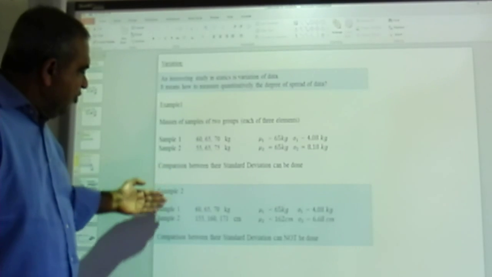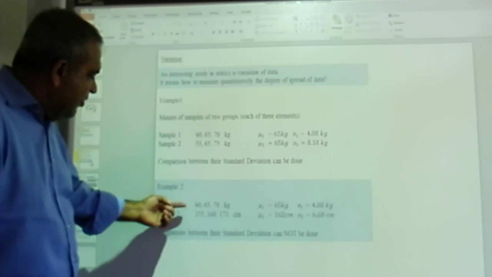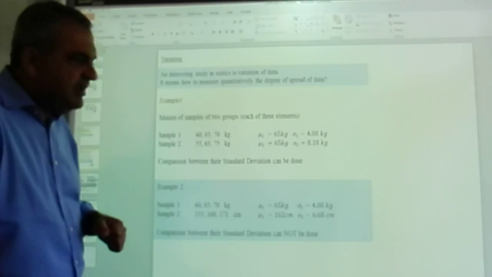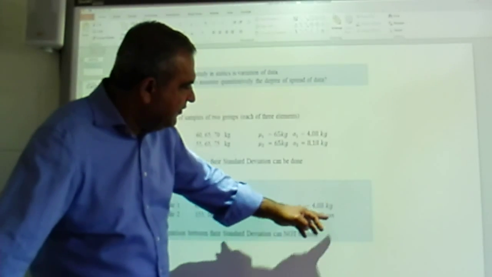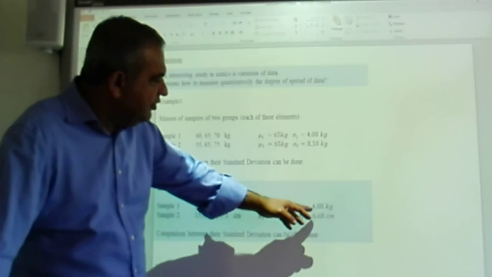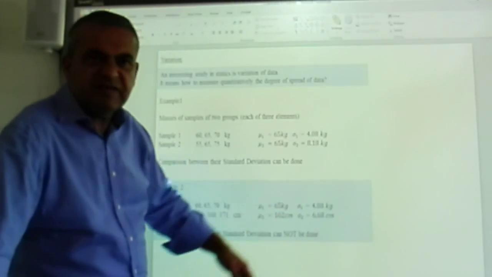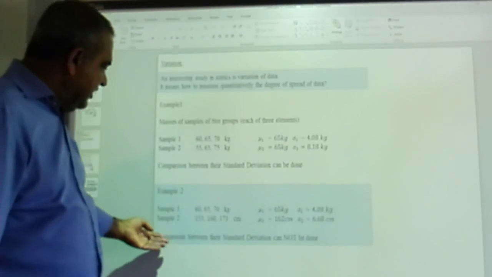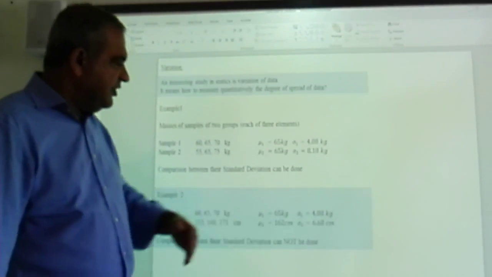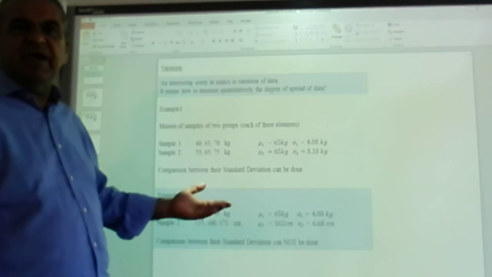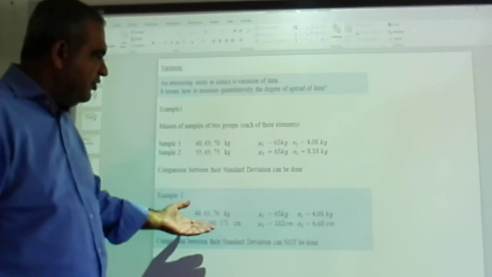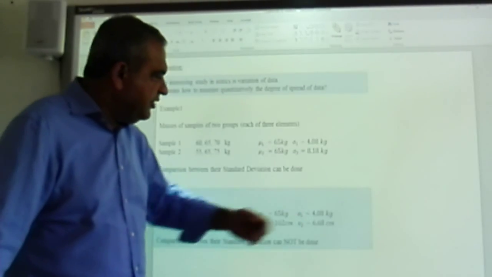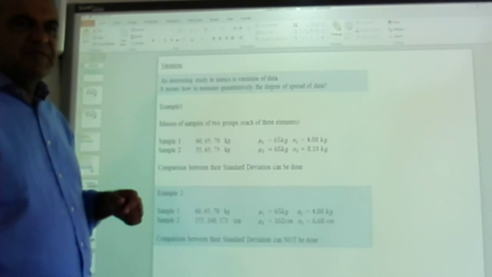But now if you make a comparison between two other data, where one of them has the unit in kilogram, while the other unit is in centimeter, you will get two different impressions. Then there is no way in which you can say this is bigger than that or this is smaller than that, because one of them is kilogram, one of them is centimeter. Then comparison between their standard deviation cannot be done here. You cannot comment on a comparison between variation of these two distributions according to the principle or the base of standard deviation.